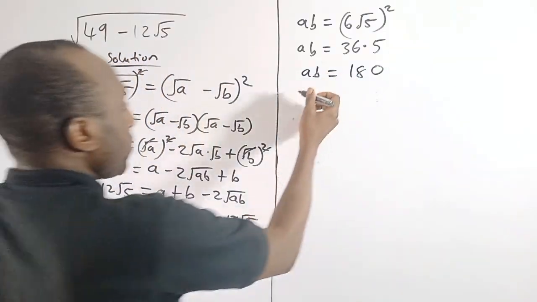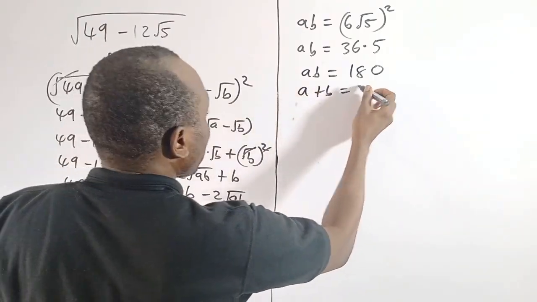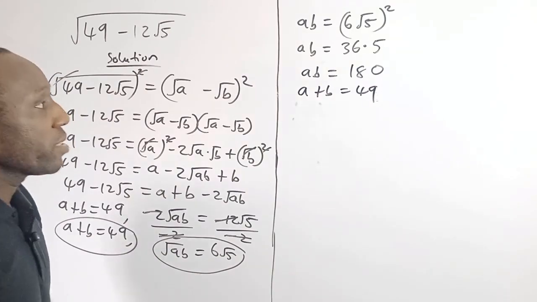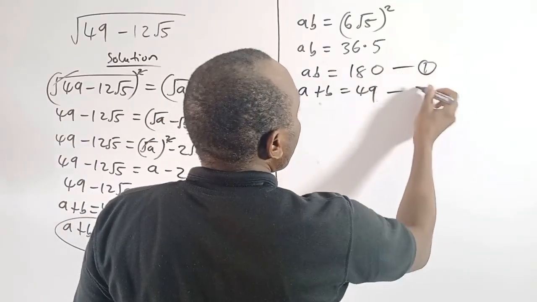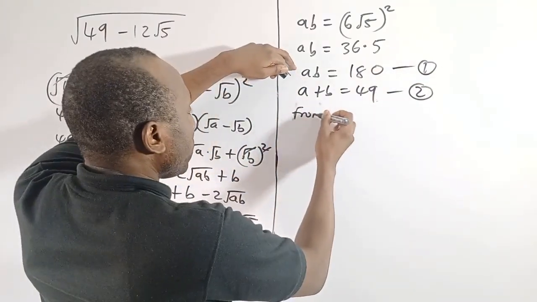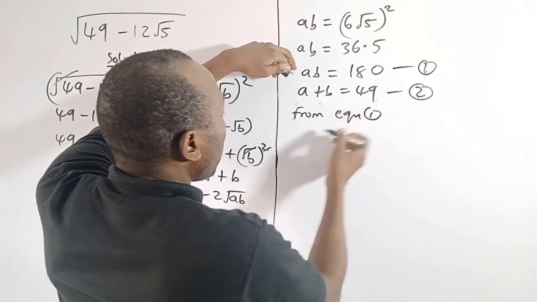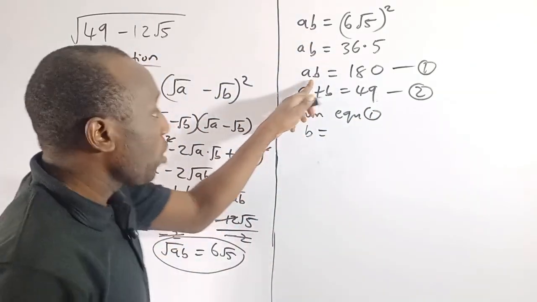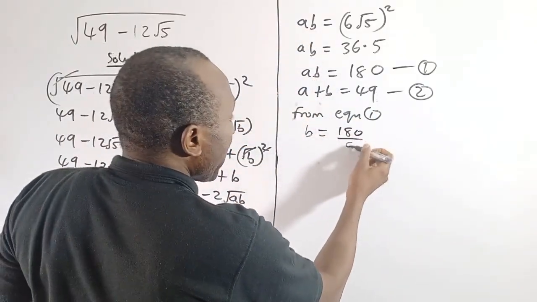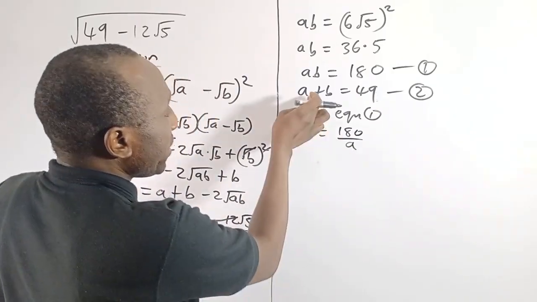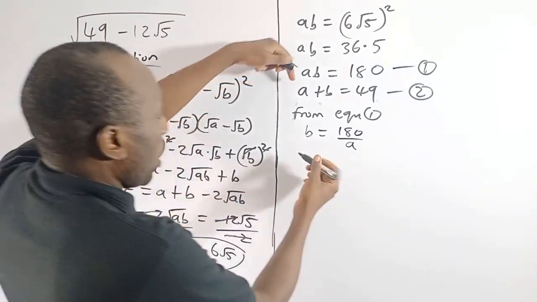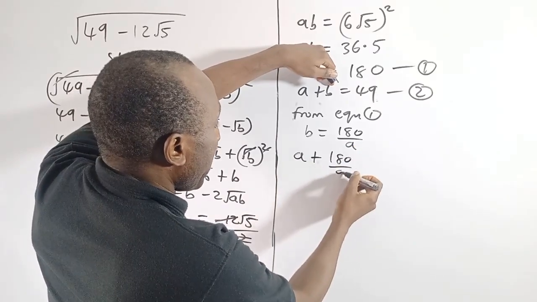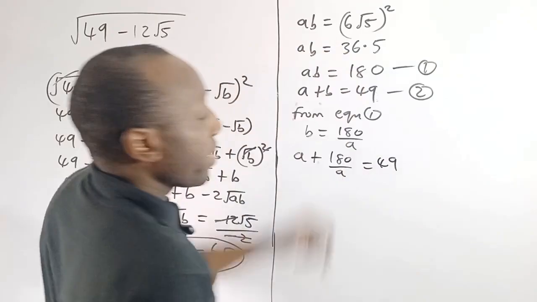What about this one? Don't forget, we still have that A plus B is equal to 49. Now we have two simple equations which we can solve simultaneously. Let's call this equation 1 and this equation 2. So from equation 1, we can say let B will be equal to what? Divide both sides by A. B will be equal to 180 over A. Now move this and plug it into equation 2. So I will have A plus B is now what? 180 over A is equal to 49.